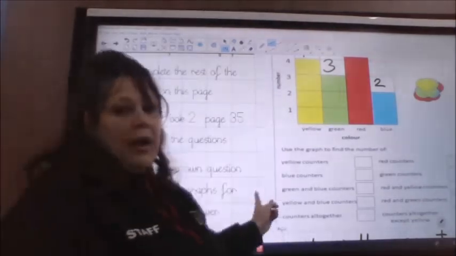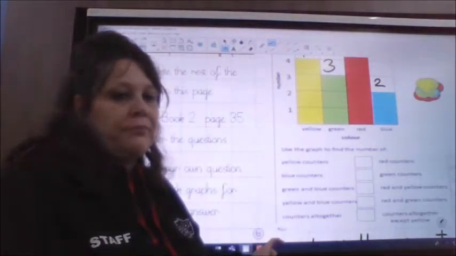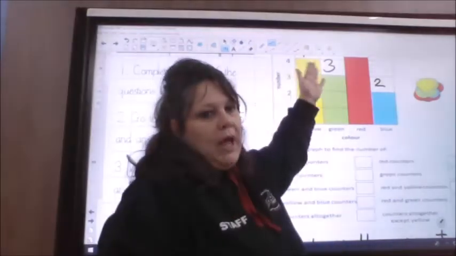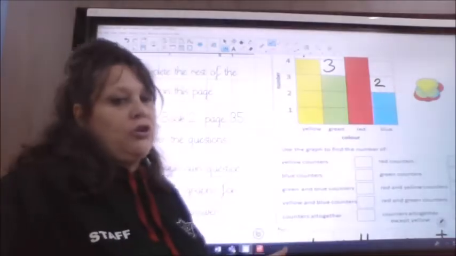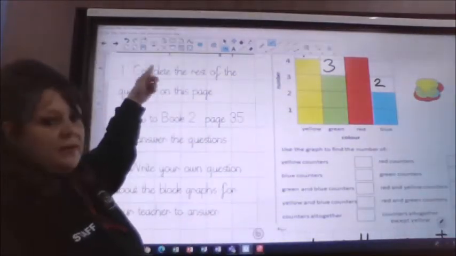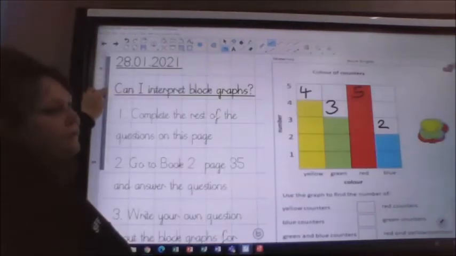Then you're going to answer these questions. I've done a couple together, and I've shown you how you can do the other ones. You're going to write again those in your purple book with the date and the learning question. The learning question is, can I interpret block graphs?